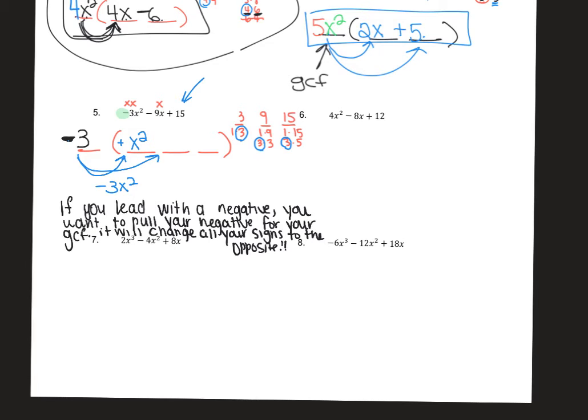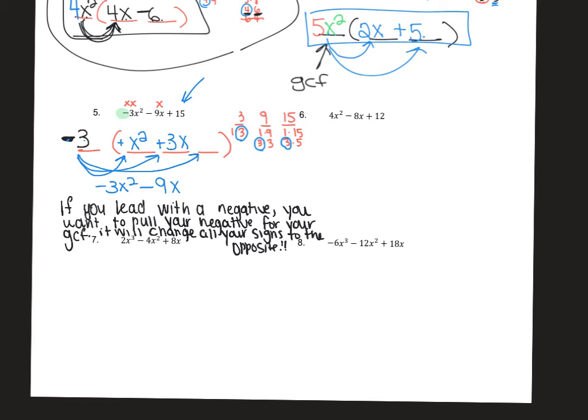Here, -3 times what will get me -9x? Well, I need a positive, because I'm getting the negative from over here. 3 times what will get me 9? 3. What times x will get me x? An x. So negative times a positive will get me a negative. 3 times 3 will get me 9. X times x, sorry, x.